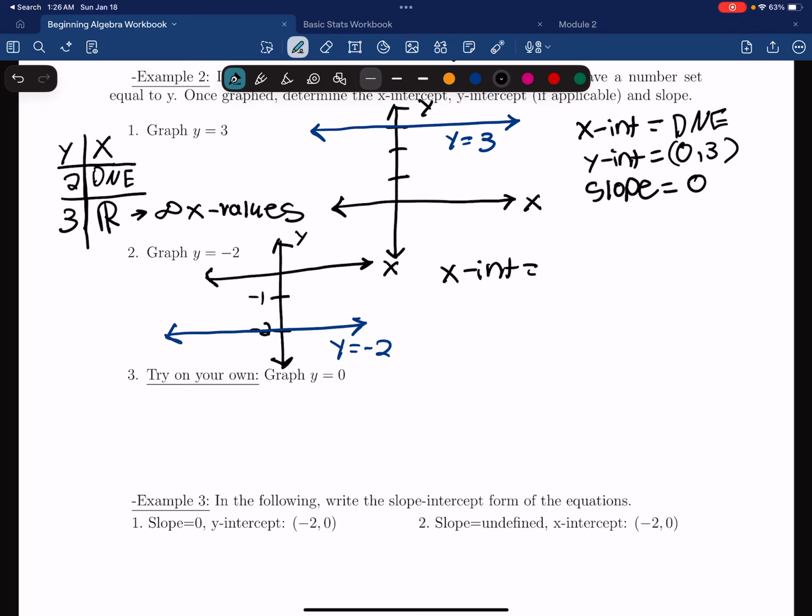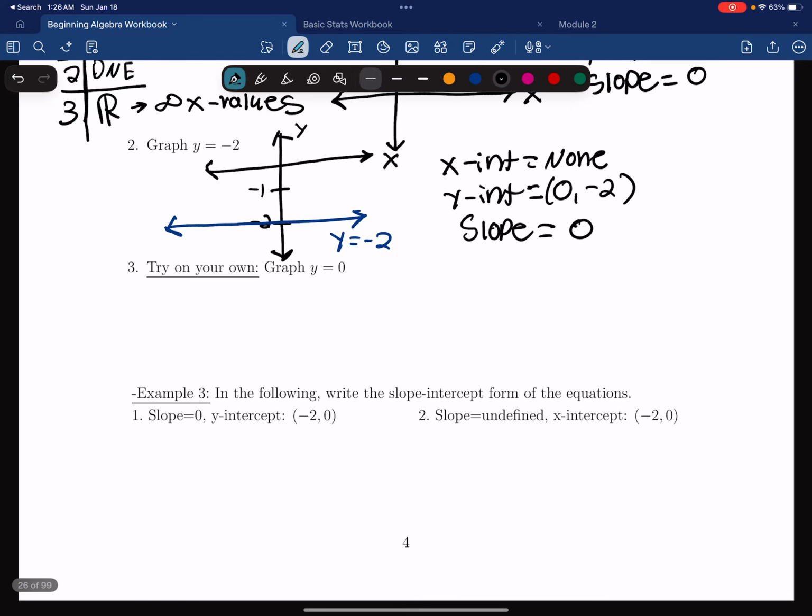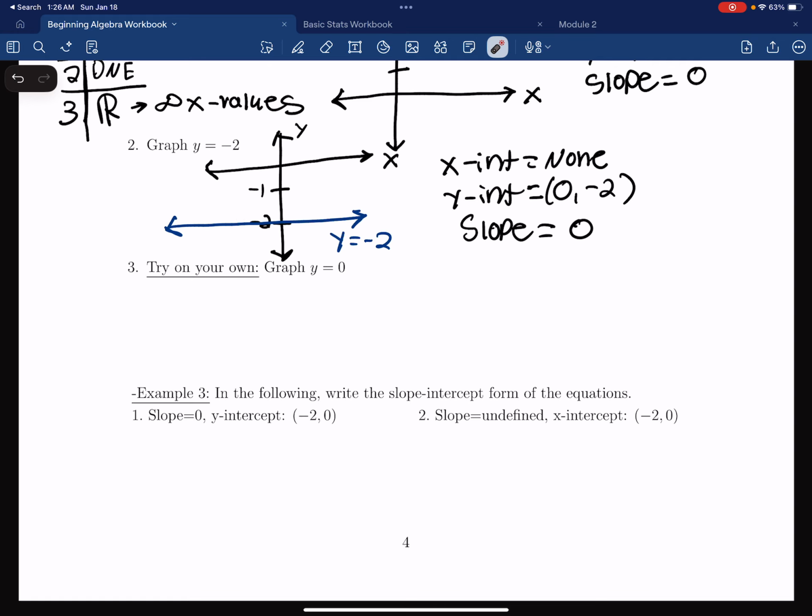X-intercepts, we have none. Y-intercepts, well, we have one y-intercept at the point (0, -2). And then our slope, well, because this is a horizontal line, our slope is 0. Now, taking a look at example 3, pause the video and try this one on your own. Graph the equation and then state if you have any x-intercepts, y-intercepts, and what your slope is.